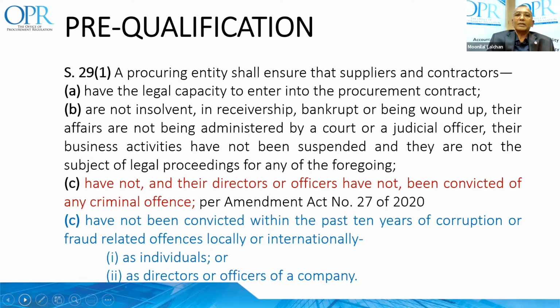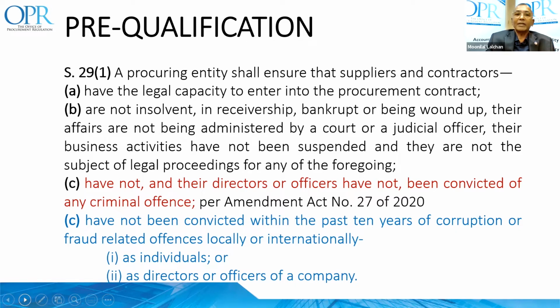So here is what I want to place some more emphasis on. These are the things that you need to be aware of. Aleema would have mentioned some of it. A procuring entity shall ensure, so the public body who is doing the pre-qualification must ensure, that the supplier and contractor have the legal capacity to enter into the procurement contract. They are not insolvent, in receivership, bankrupt, or being wound up. Their affairs are not being administered by a court or a judicial officer.